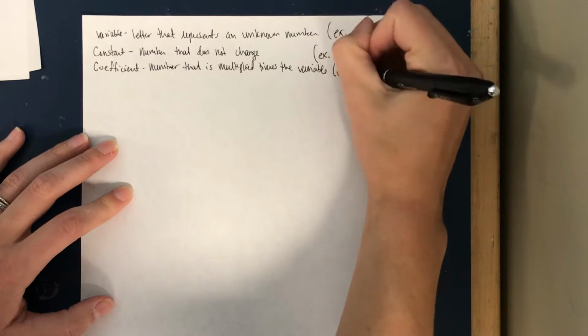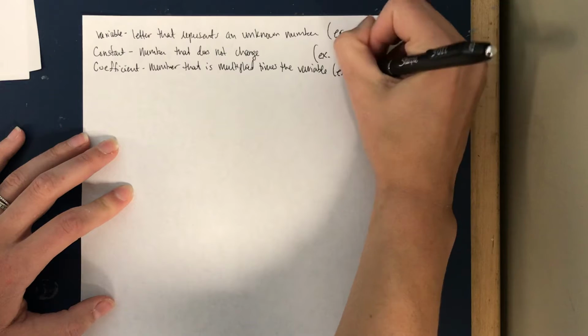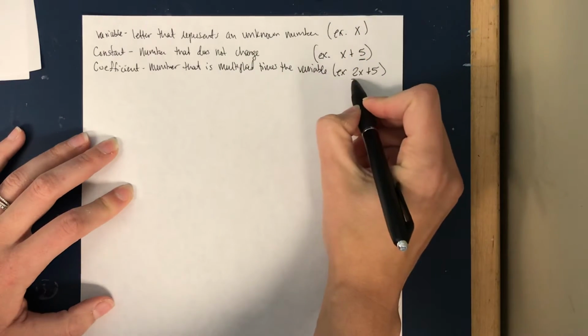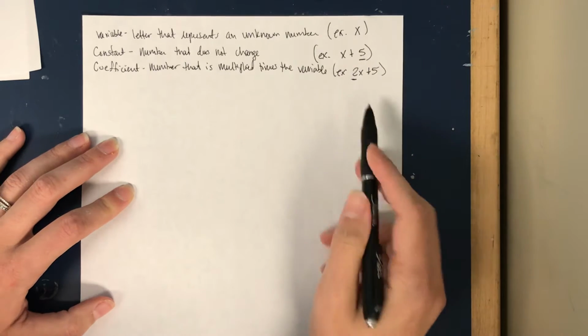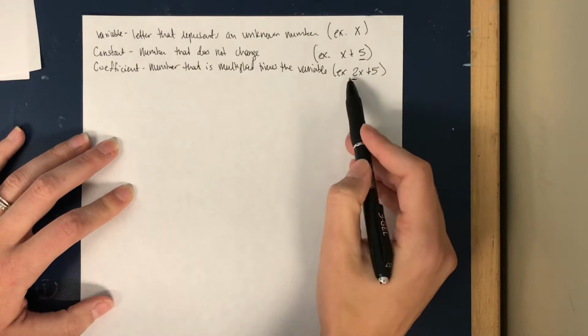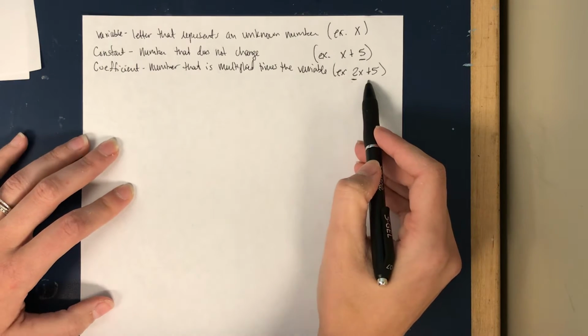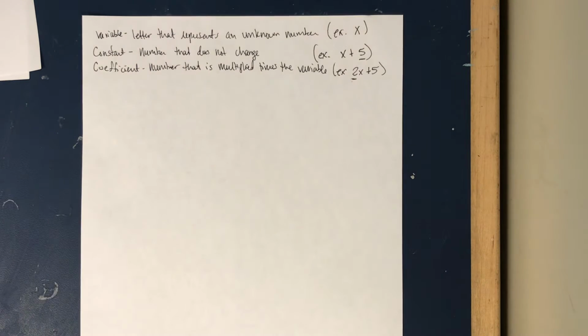Your example would be, let's say 2x plus 5. We'll keep the plus 5 there. This 2 is your coefficient. So this one actually has all three of them. So your coefficient is the 2, your variable is the x, and your constant is the 5. Okay, so that's all three.